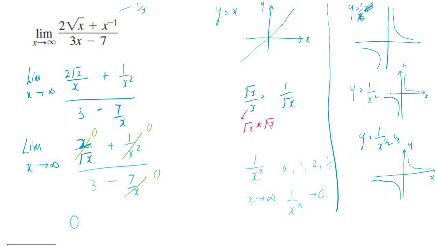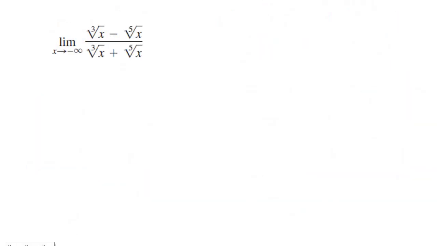We'll look at the next question quickly. The next example is, as x goes to minus infinity, the cube root of x minus the fifth root of x over the cube root of x plus the fifth root of x. Let's look at the roots first. The cube root of x means x to the power 1/3, and the fifth root of x is equal to x to the power 1/5.